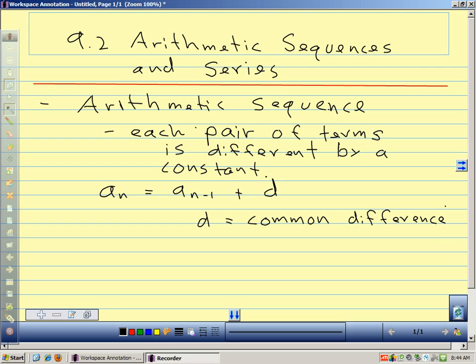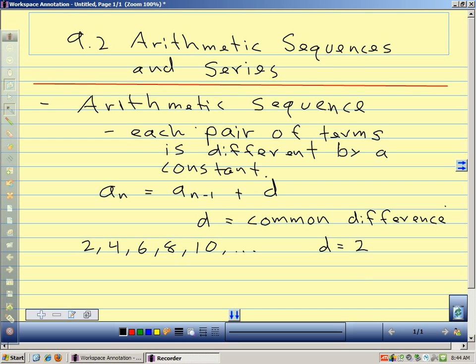So an example of this would be something like 2, 4, 6, 8, 10, and so on. The difference between each of these two terms is 2. So that would be an arithmetic sequence because the difference between each pair of terms is 2. It's a constant. So we get the next term by adding our common difference, 2, to the previous term. So this would be an arithmetic sequence with a difference equal to 2.